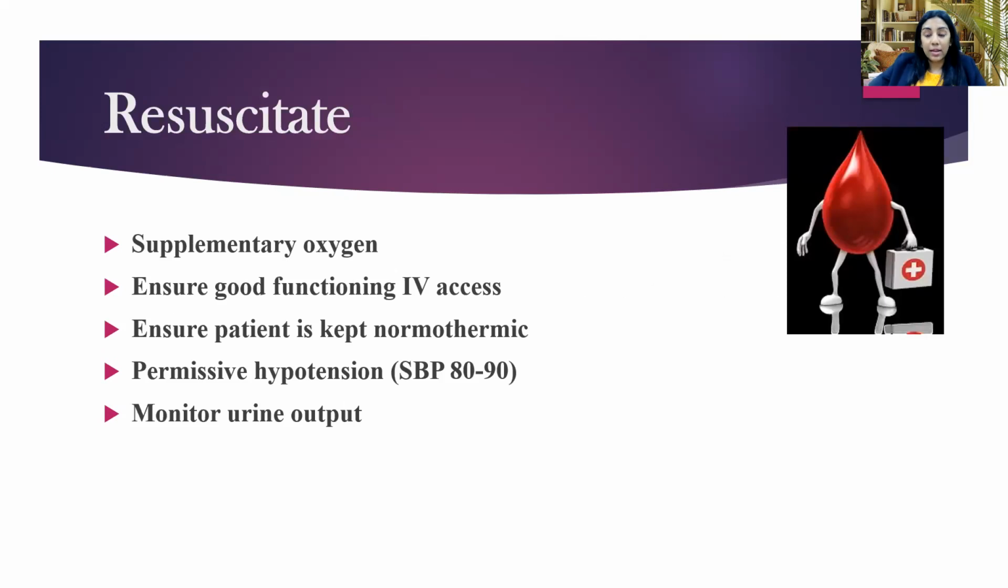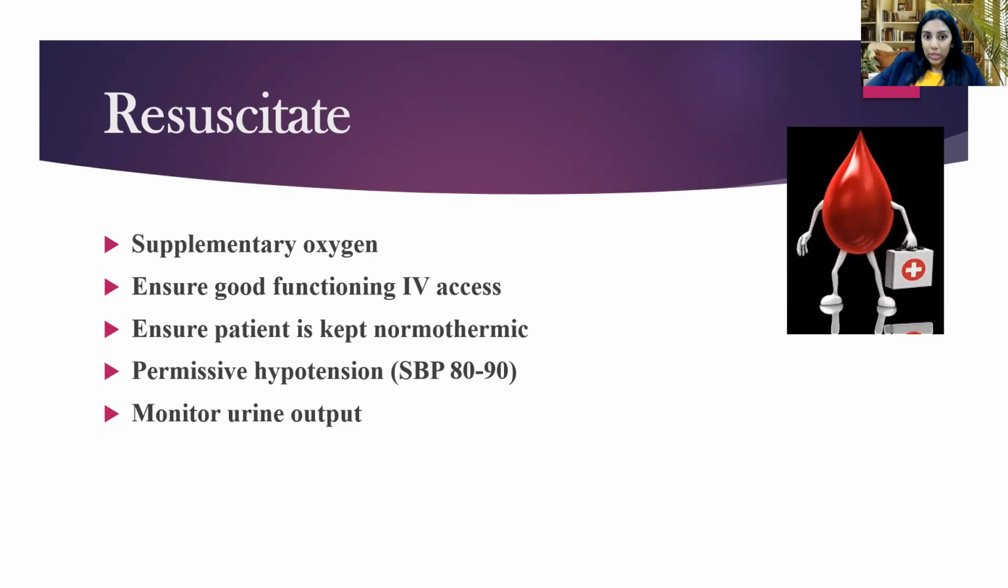You need to assess for signs of shock, such as dizziness or nausea or lethargy. Resuscitate: start by giving supplementary oxygen to the patient, regardless of the saturation, because you actually want to optimize their blood oxygen levels. Ensure good functioning IV access, but it can be difficult to get a good line, especially if the patient is bleeding away and the BP is low. So make sure you have resuscitated properly before you attempt to insert another IV line.